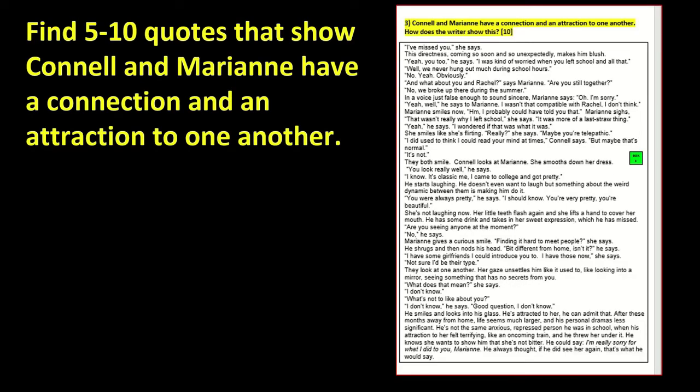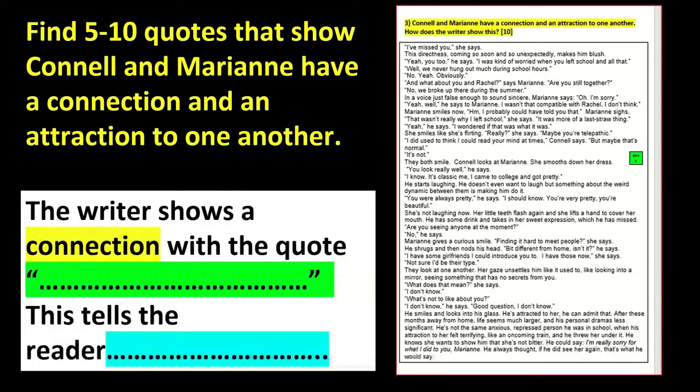So go through the extract again then. Pause the video. Highlight or look for five or ten quotes that show Connell and Marianne have a connection and attraction to one another. The structure you should be looking for is, after you find your quotes, the writer shows a connection with the quote: give me the quote, and then explain to me how that shows a connection or attraction between one another. Remember, connection is linked back to the question.